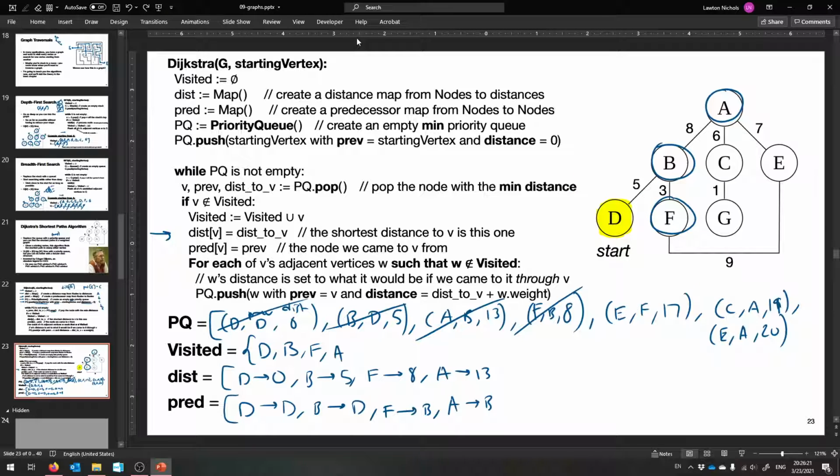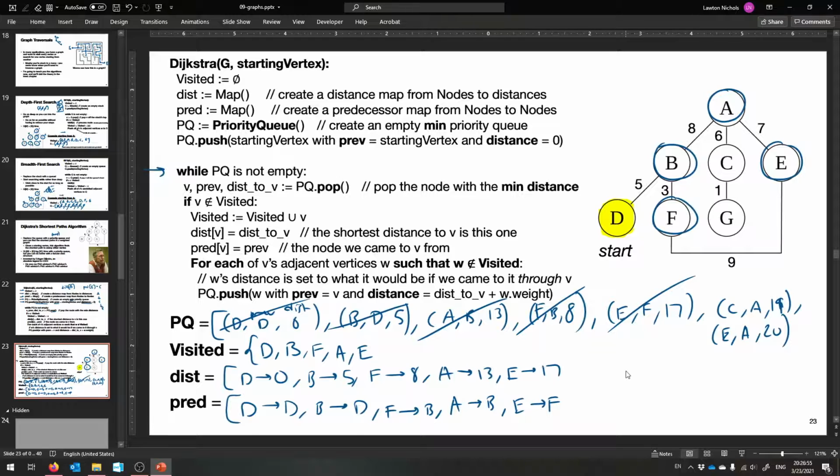So we're going to pop this one. We just visited E now. We just got there. We knew how to get there. And we're going to say, okay, we haven't visited yet. The distance to E is 17 now. E is 17. The predecessor of E in the shortest path is F. And then we're going to push all of its children if they're unvisited, and they all are visited. So we're good.